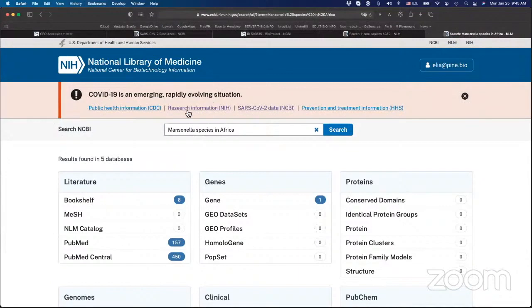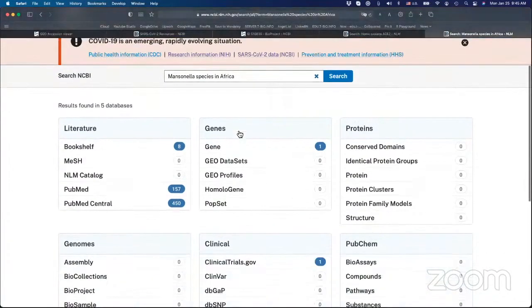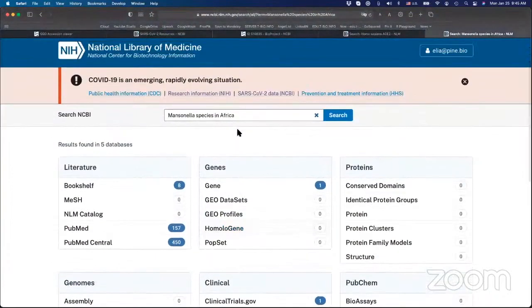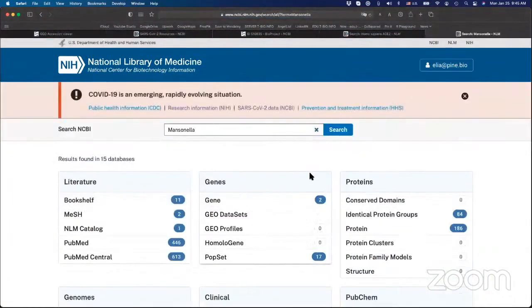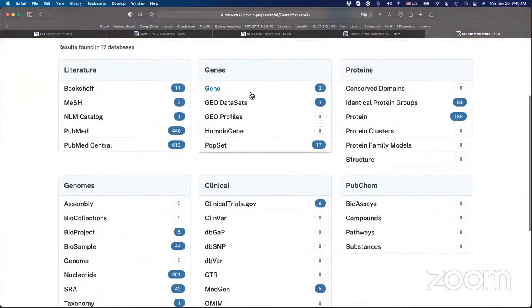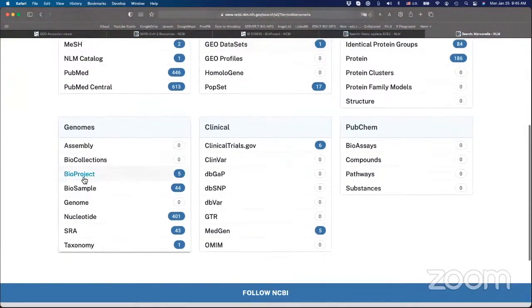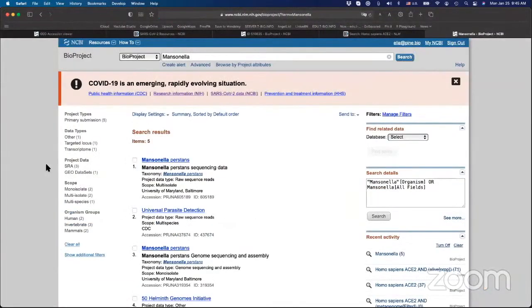Okay, so now let's look. We have Manzanella species in Africa. So again, unfortunately, this is kind of broad, right? So I think if we just look for Manzanella, and then we see what kind of information do we have about Manzanella. It looks like we have some geo data, so gene expression data, some bio projects. So let's take a look if any of these are in Africa.